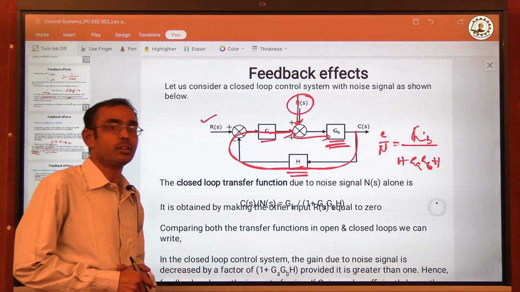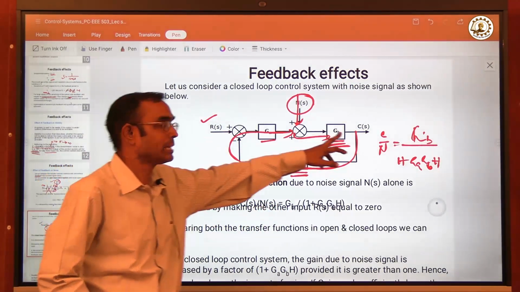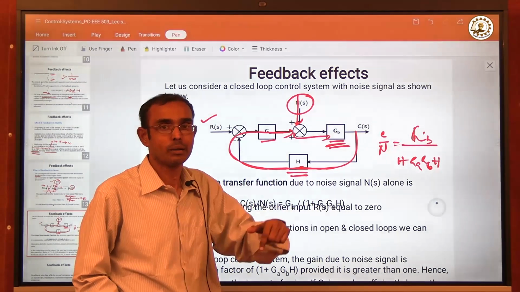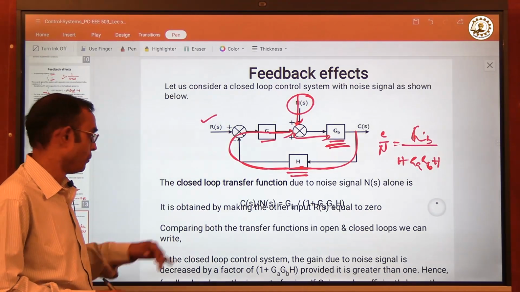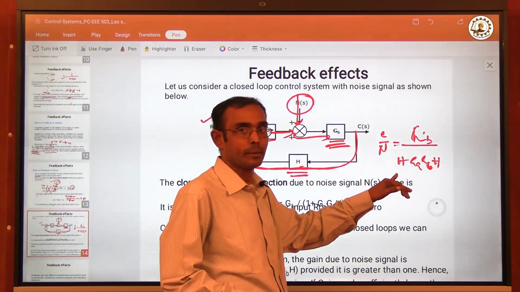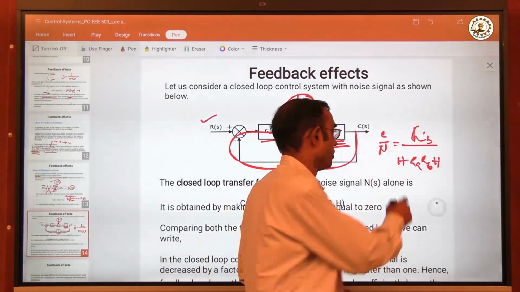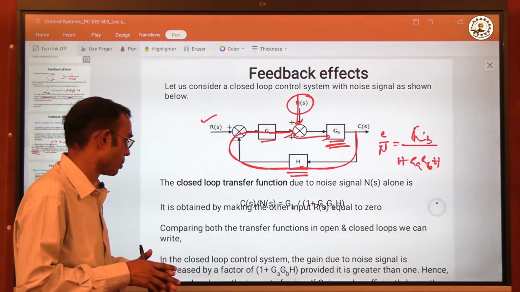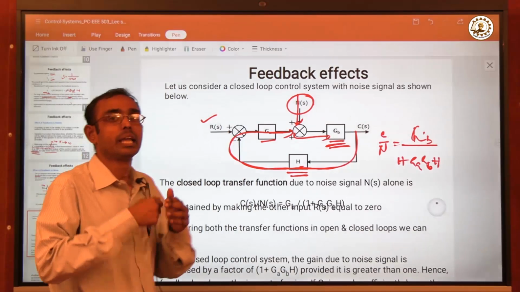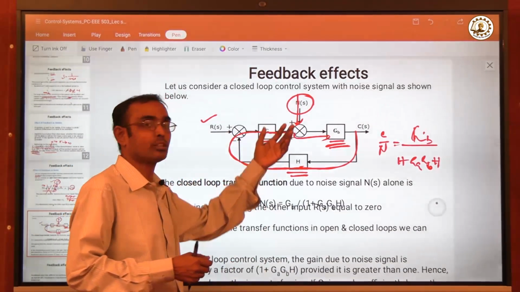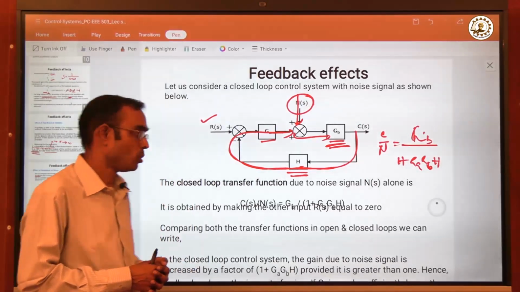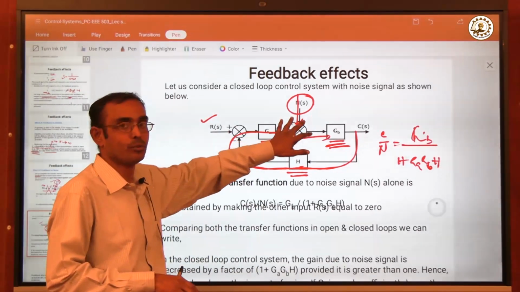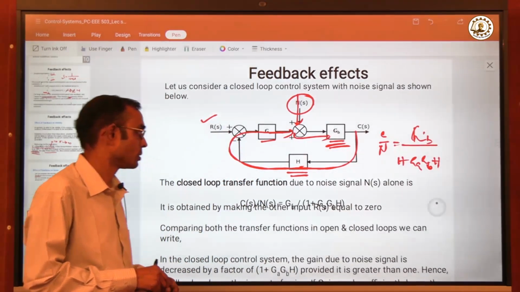So therefore, when the noise signal is present alone and we connect the feedback and convert the previous diagram into this diagram, a closed loop system over and above the open loop system, what are we getting? We are getting the overall transfer function from GB. It is becoming GB divided by 1 plus GA GB H. So it is reduced. Therefore, the use of feedback will be affecting the impact of noise on the overall transfer function of the system. Thereby, it is trying to reduce the effect of noise on the overall response or the overall transfer function of the system.